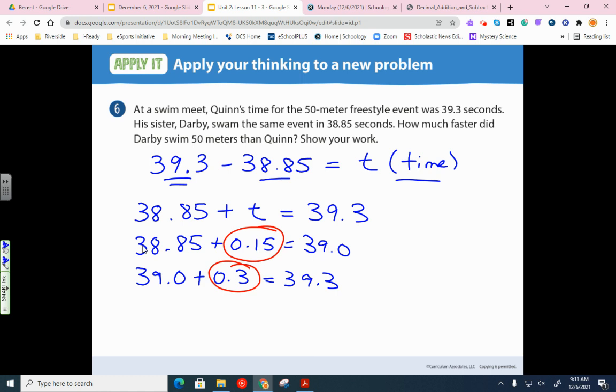This means we can add 3/10 plus 15 hundredths, and that gives me 45 hundredths of a second. It's not more than 1 second faster, so I'll just say 45 hundredths second. There we go. All right, so there's one way to do it.